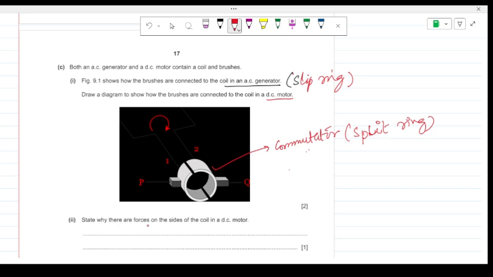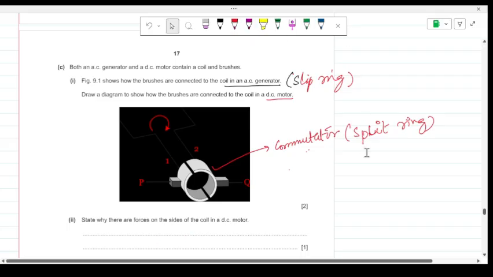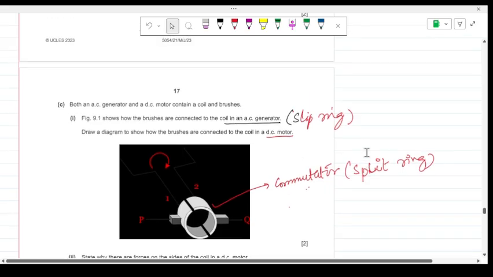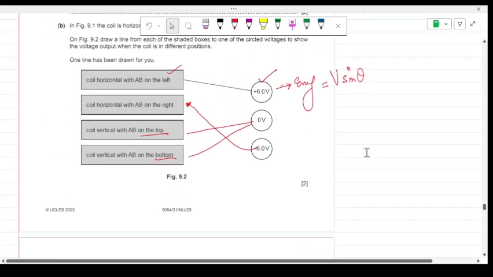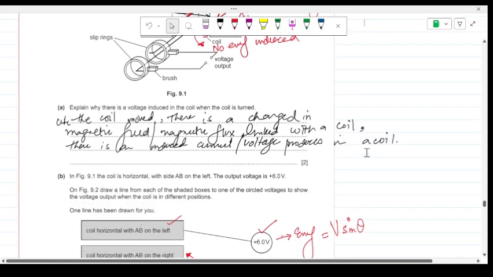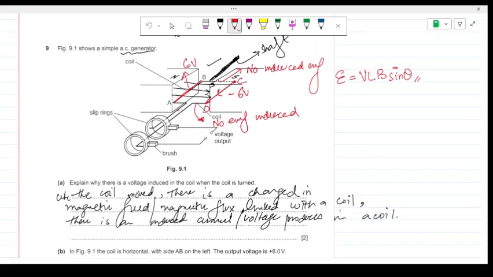Say there are forces on the sides of the coil in a DC motor. Why are there forces on the sides of the coil in a DC motor? Why are forces not present on the top and the bottom side? So we have to move upward to know the reason. Let's say this is a coil for a DC motor, and the current flows from here. When the current flows, you know that a magnetic force is present, and we can calculate it with the help of the formula ILB sin theta, which means that the current and magnetic field are perpendicular.